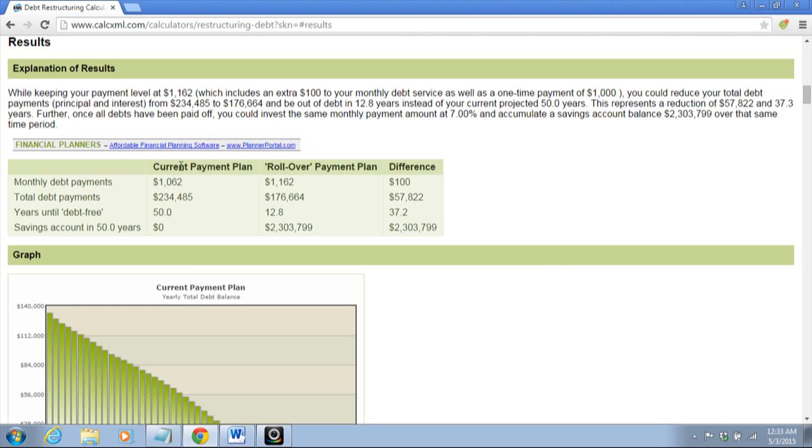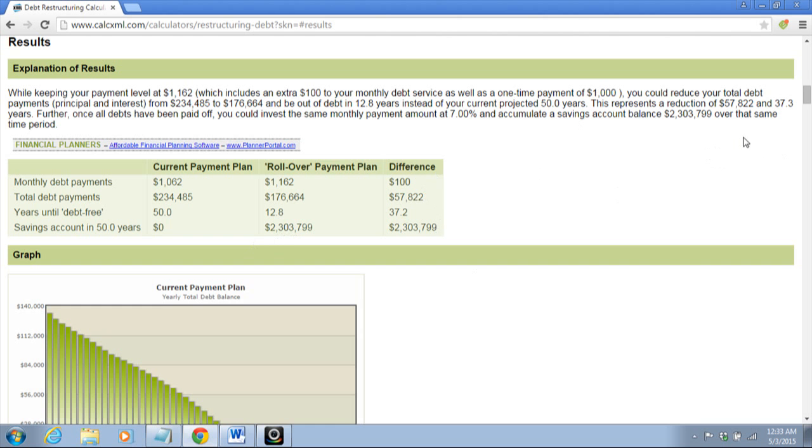This is amazing. So the current payment plan, again, $1,062 is the normal expenditure. Total debt payments is at $234. Total years 50. That's the current pay plan, what they're doing right now. But once they do the rollover method, they're able to pay out $1,162. Remember the extra $100. They knock it down to that $176,000. Years until debt free is 12.8. Savings account after 50 years, it'll be $2.3 million. Folks, that is amazing. That is amazing.